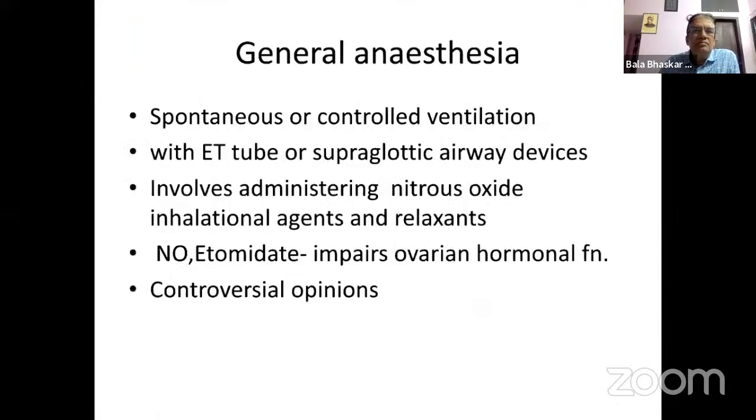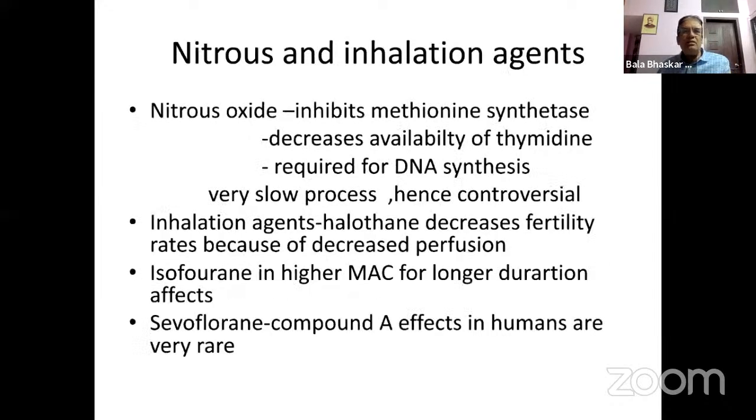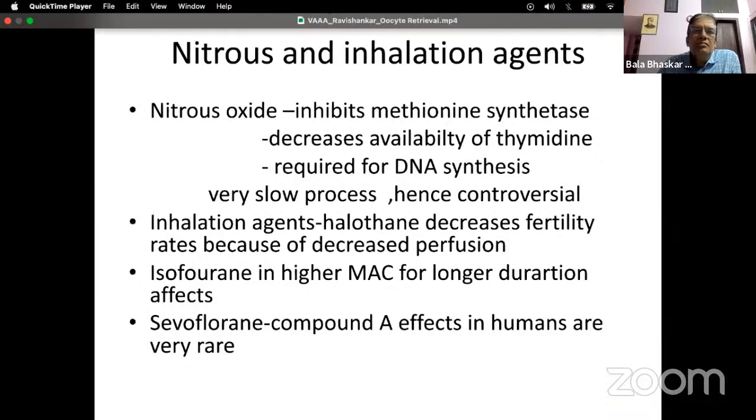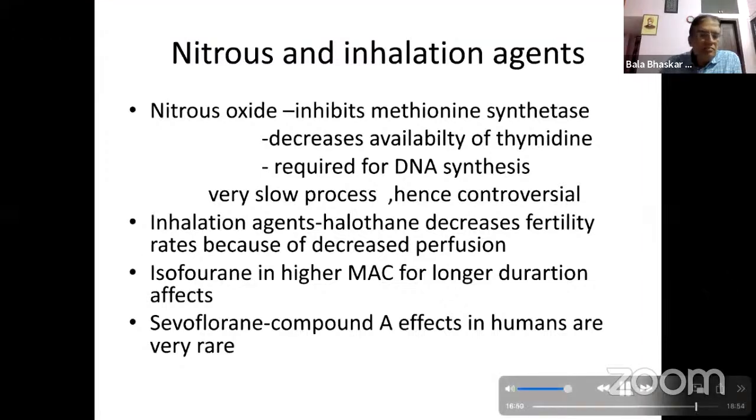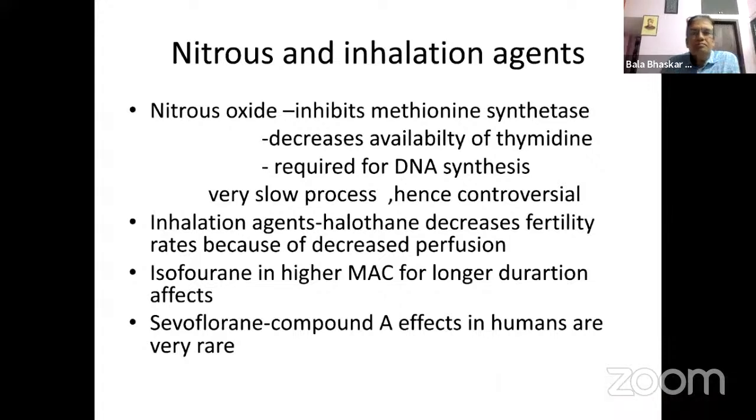General anesthesia with spontaneous or controlled ventilation is also tried, of course, with tube or with supraglottic airway devices. It involves giving nitrous oxide and inhalation agents. And no etomidate should be given because it impairs ovarian hormonal function. There are controversial opinions about this. Nitrous oxide inhibits methionine synthetase enzyme, which decreases availability of thymidine, which is required for DNA synthesis. But some articles say it's a very slow process, and hence this is controversial.